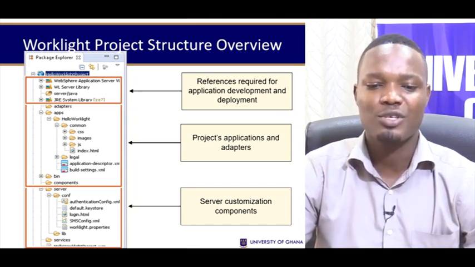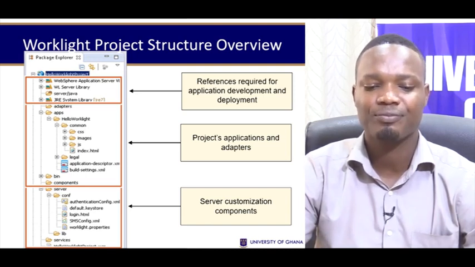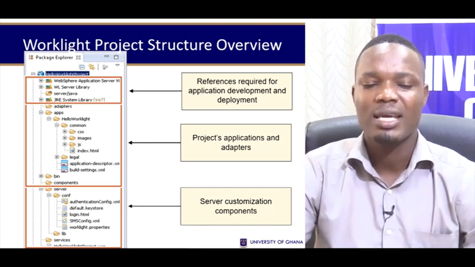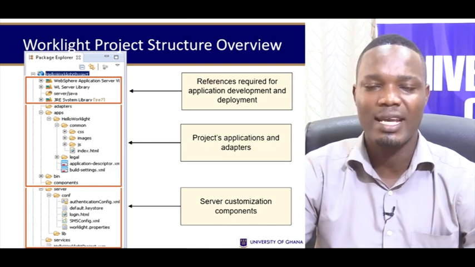We have the WorkSphere application server. We have the WL server library. We have the server folder. And then we have the JRE system library. Now, all of these are the references. The second part of it is the project application and adapters. Here, this is where your application and the code you write will reside. Then finally, we have the server customization components. Here, all customizations to the server end are done in this part of the application.